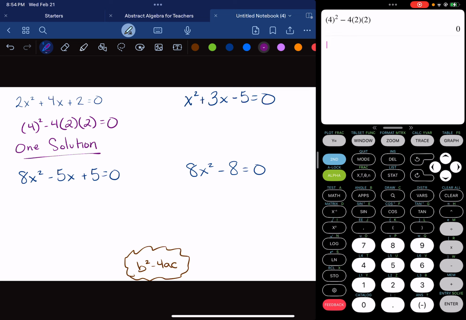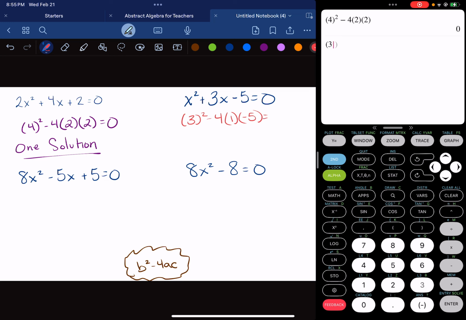Okay, again, we're not solving these problems here. All we're looking for is to interpret the discriminant and let it tell us how many solutions our problem has. Okay, in the second example, we have x squared plus 3x minus 5 is equal to 0. And then setting up the discriminant there, we get b squared, which is 3 squared, minus 4 times a, which is 1, and c, which is negative 5.